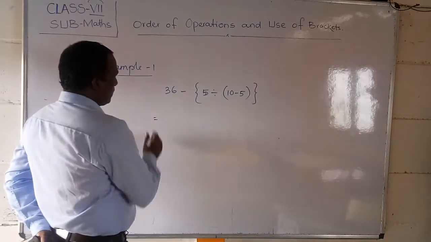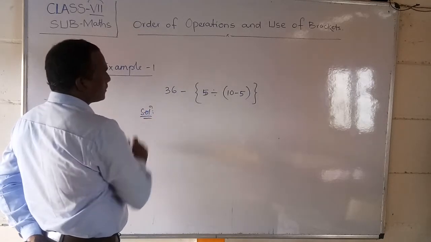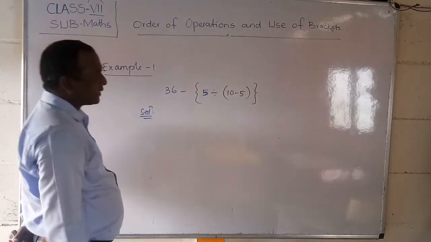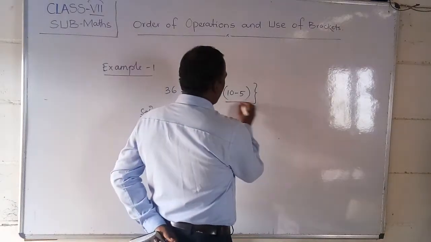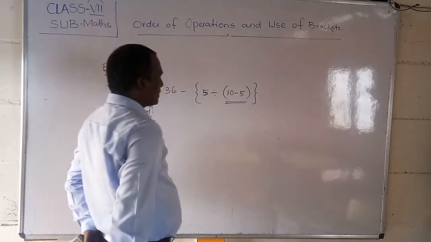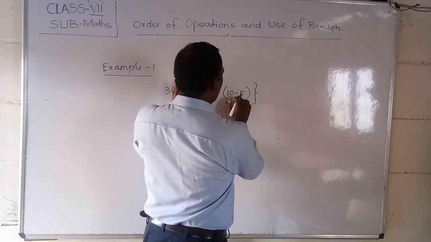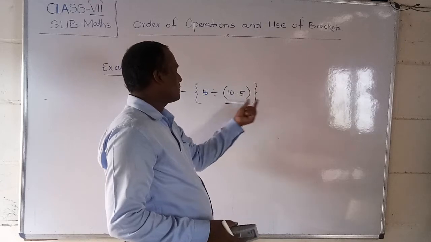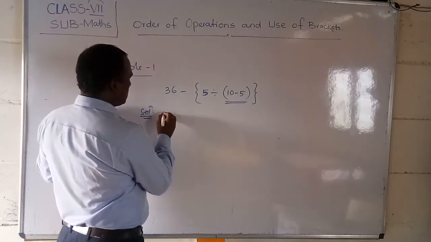Solving, we are doing the solution. Observe friends, how many brackets are there? There are two brackets. One is the round bracket, another one is the curly bracket. The curly bracket stays inside the round bracket. Okay friends, so you have to do this bracket's work first. So first write down the question.